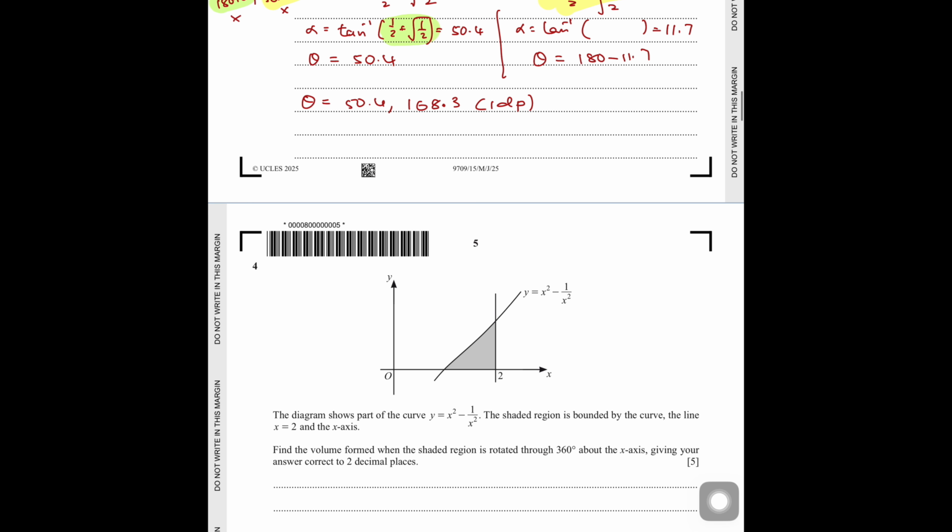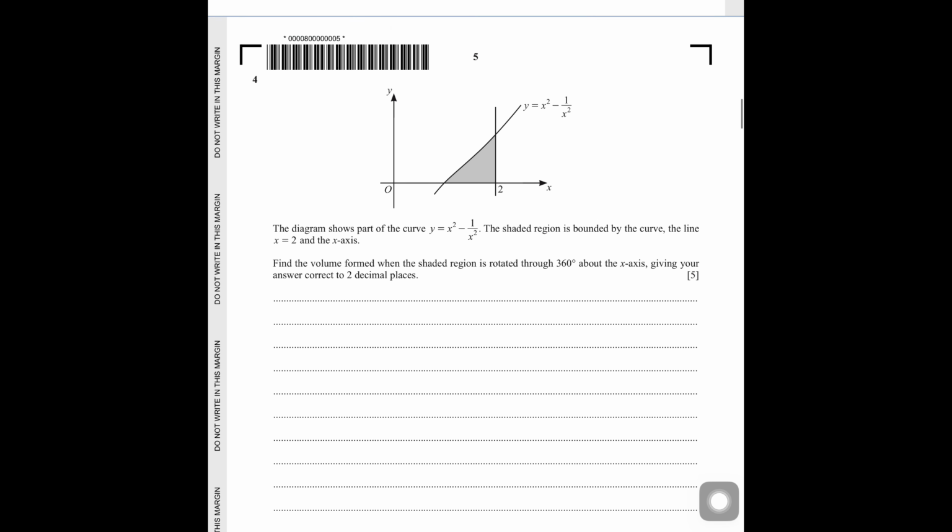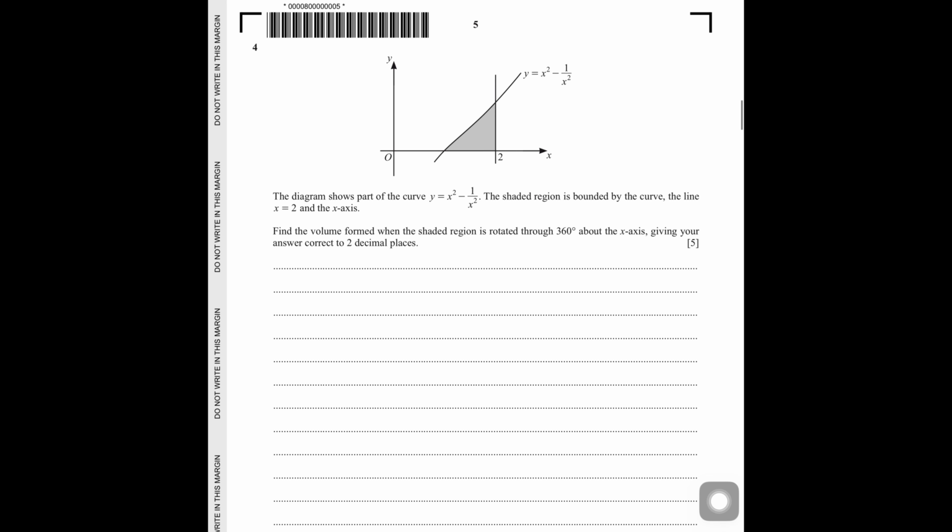Let me try number 4 now. The diagram shows part of the curve y is x squared minus 1 over x squared. The shaded region is bounded by the curve, the line x equals 2, and the x-axis. Find the volume formed when the shaded region is rotated through 360 degrees about the x-axis, giving your answer correct to 2 decimal places.